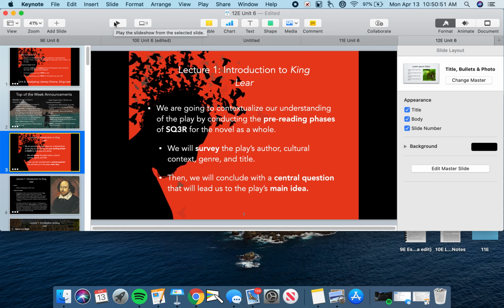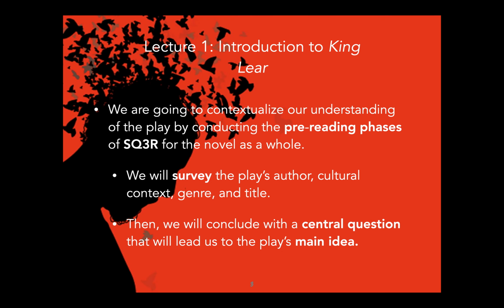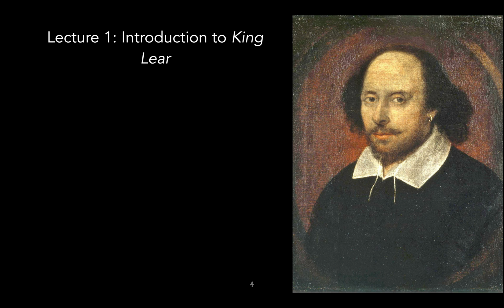We're not going to dwell on this for a super long time, but I do want to spend a little bit of time thinking about the background of the play. As usual, before we get into the study of a piece of text, we want to conduct an SQ3R for it, looking specifically at the pre-reading phases, so everything before the three R's: read, recite, and review. We're going to survey the play's author, cultural context, genre, and title, and that's going to lead us to a central question that will help us unpack the play's main idea.